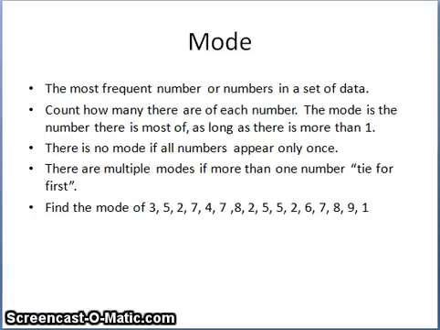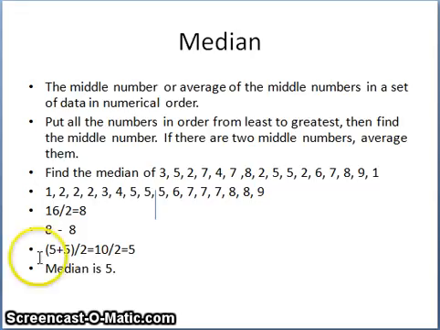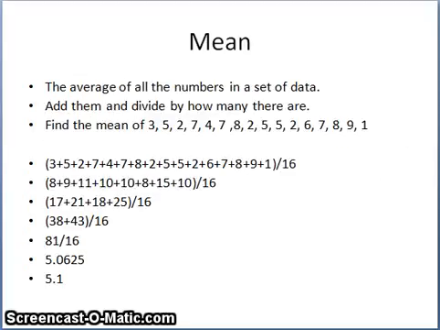Okay, the last measure of center we're going to talk about is the mode. The mode is the most frequent number or numbers in a set of data. Now, I always remembered them this way, because some of you may be like, mean, median, and mode, they all start with M. Mean, it's really mean. It's the most math you have to do, because you have to take the average for the mean.